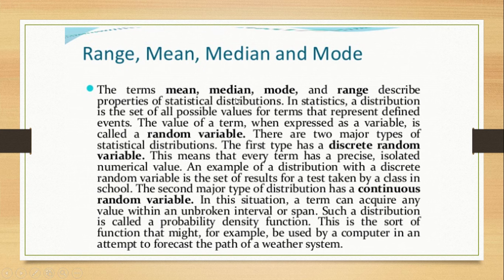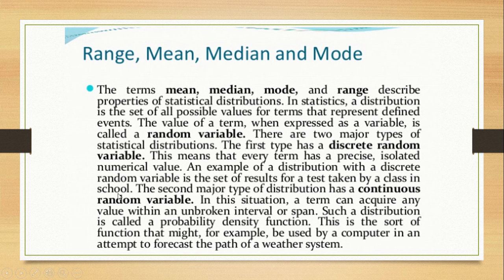When we speak of mean, median, mode, and range, these terms describe the properties of statistical distributions. In statistics, a distribution is the set of all possible values for terms that represent defined events. The value of a term when expressed as a variable is called a random variable. There are two major types of statistical distributions. The first type has the discrete random variable. This means that every term has a precise, isolated numerical value. An example of a distribution with a discrete random variable is the set of results for a test taken by a class in school.